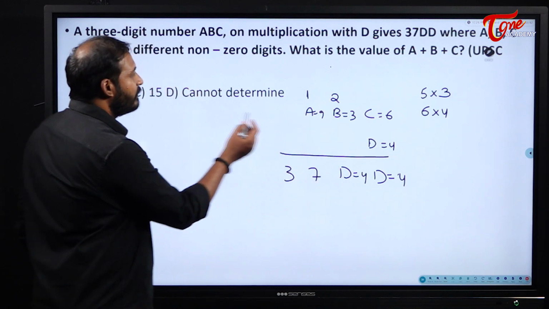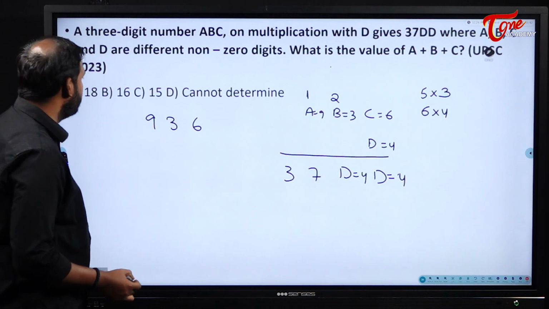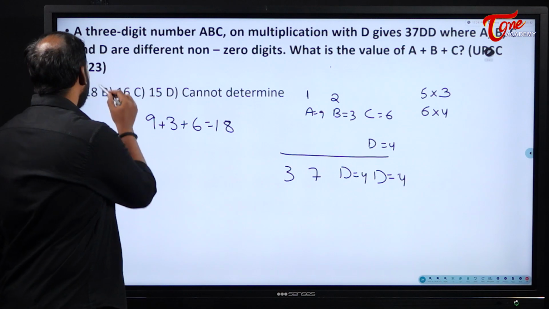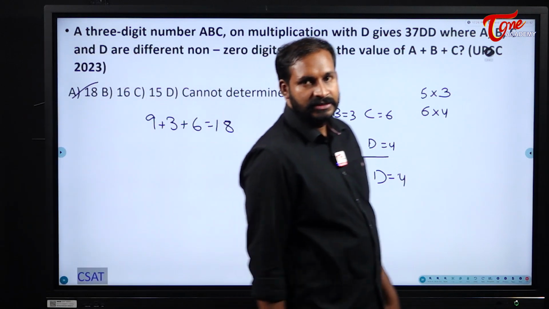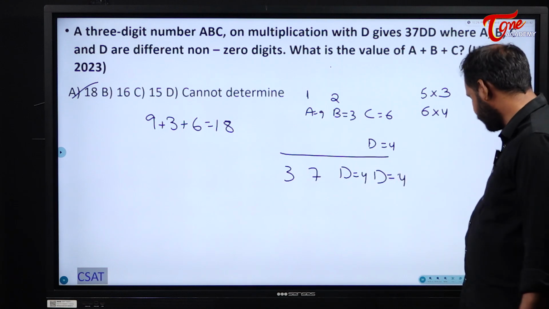Yes, so my number here can become 936. And the sum of these 3 digits will become what? 9 plus 3 plus 6, it will become 18. So our answer here will become 18. Small calculation mistake, so we need to rewrite it once again. So please be careful, students.